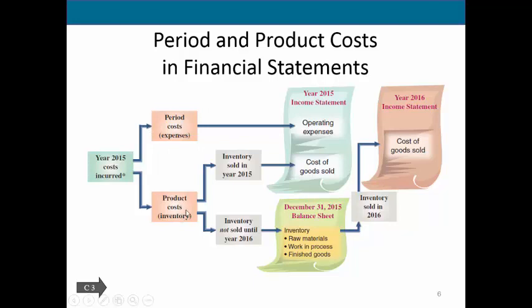On the other hand, product costs go through a two-step process. First, those are going to be on our books as inventory. If you'll remember from Accounting 101, inventory is an asset on our balance sheet. So these costs, or the costs of building our manufactured products, are going to sit on our books as inventory until they are sold.